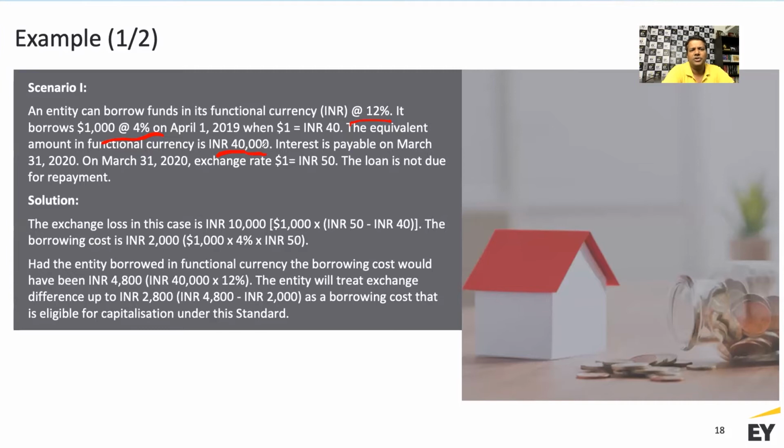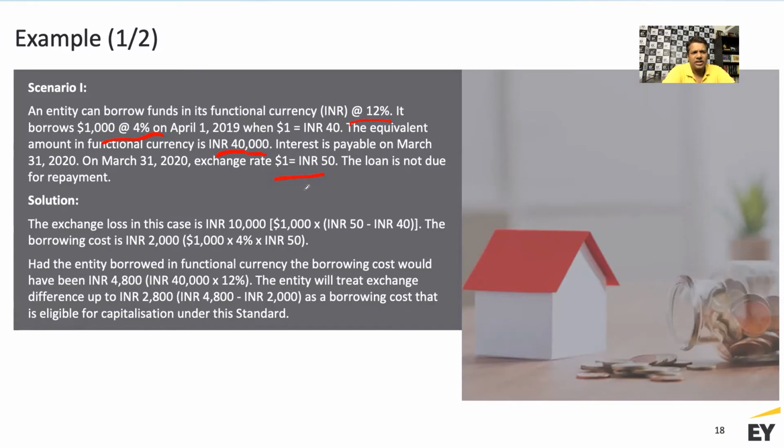On 31st March 2020, the exchange rate now equals INR 50. The loan is not due for repayment. Now the rupee-dollar has moved from 40 to 50. It's a very, very substantial movement. 25% is the erosion in value of rupee vis-a-vis dollar.